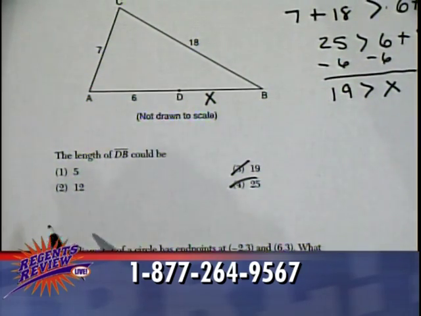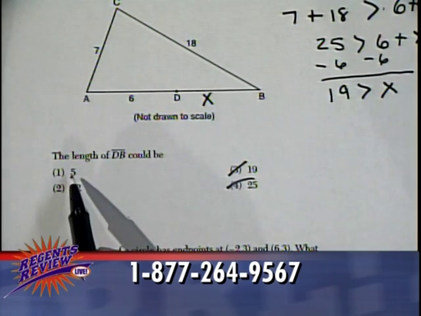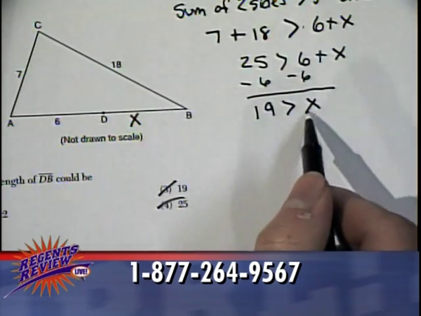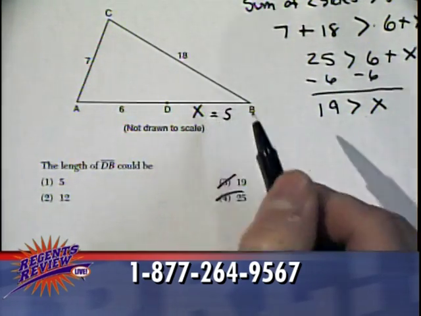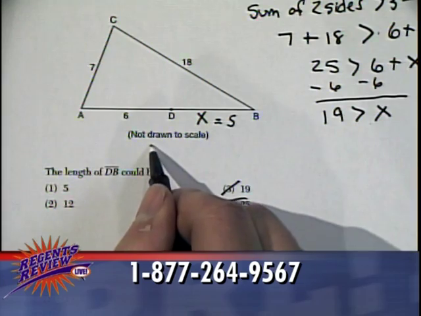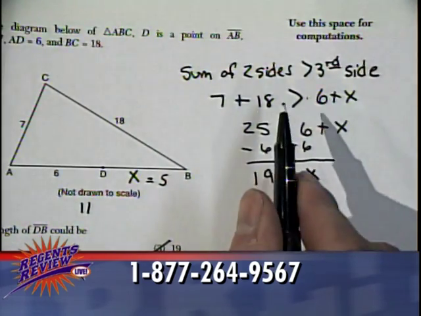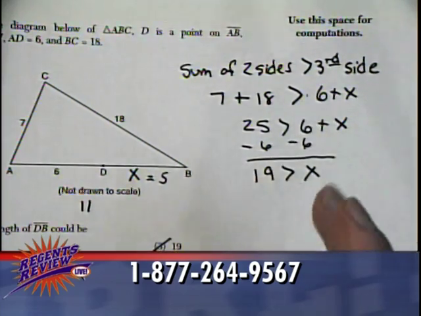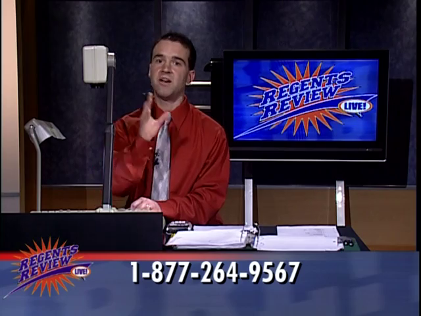So 19 is out of the question. Now take a look. 5 and 12 both work. Well, take a look at 5. 5 is definitely less than 19, but if I plug 5 in, that side now becomes 11. And remember what I said at the beginning of this problem, that the sum of two sides needs to be greater than the third, and that applies to every two sides, not just pick two sides and that's it.